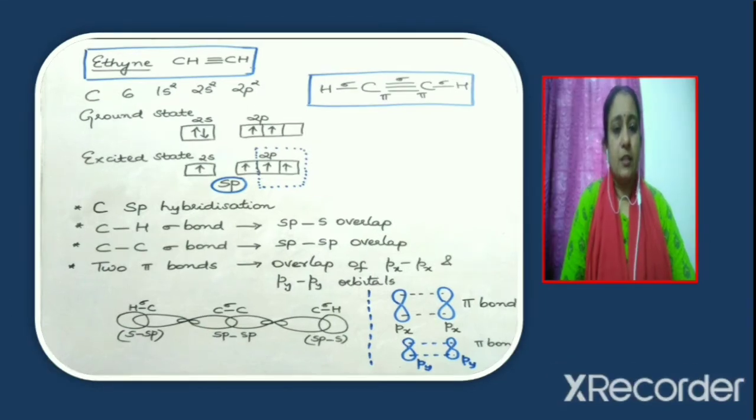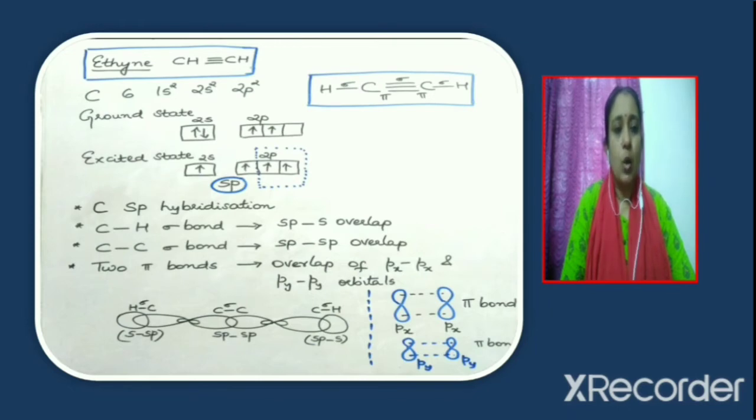So here, one 2s orbital will mix with one 2p orbital to give 2 sp hybrid orbitals, and that leaves behind 2 unhybridized p orbitals which will be used in forming pi bonds. So each carbon atom in ethine is in the sp hybridized state and 2 hybrid orbitals are available.